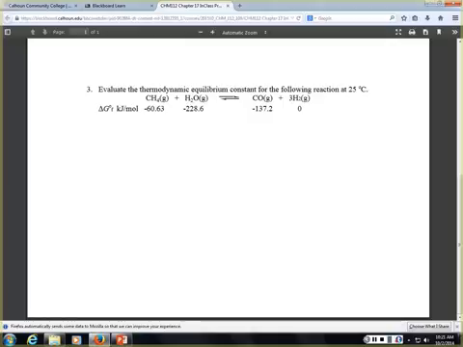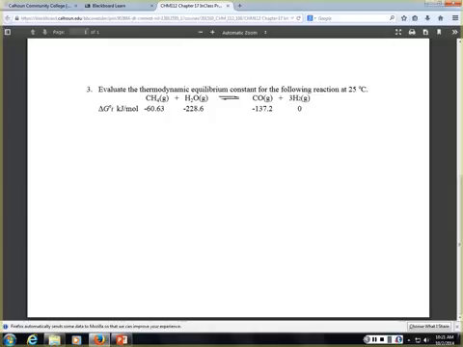Okay, so what's the first thing you have to do for this one? Or one of the first things you could do? Okay, write down the formula. Good. You could go ahead and convert degrees C, couldn't you, to Kelvin?